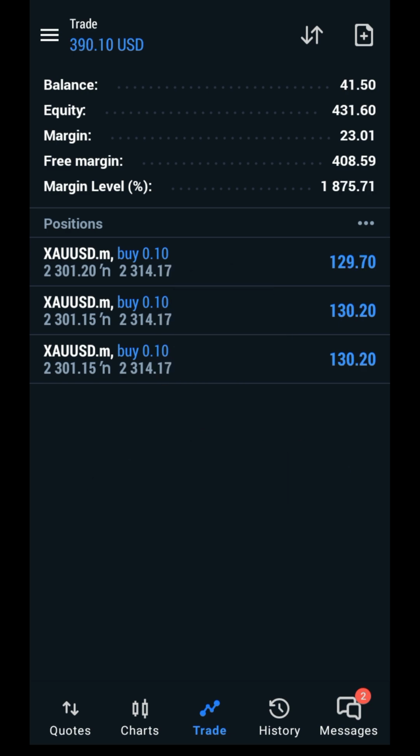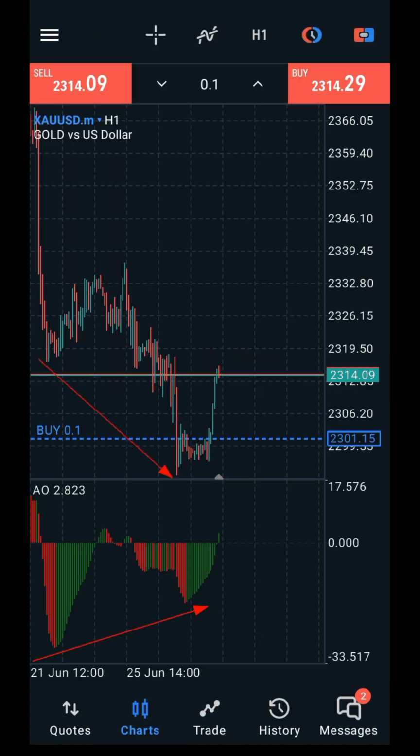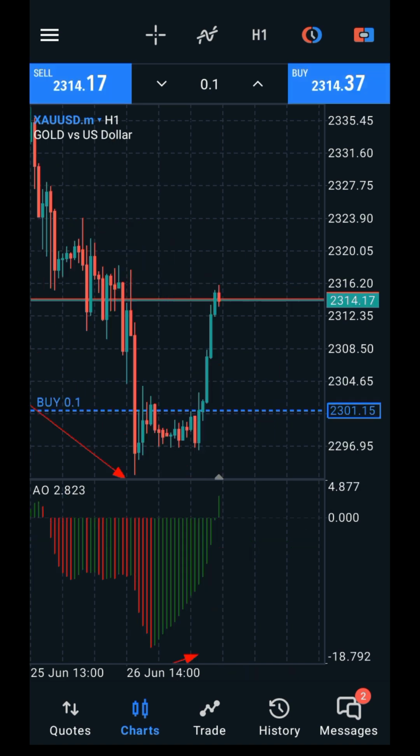From $41 to $430. That's at least 10 times. I've grown the account 10 times. That's good profits. As you can see, the move was smooth and very easy. Clean setup. Sniper entry, not very sniper, but at least a good entry.